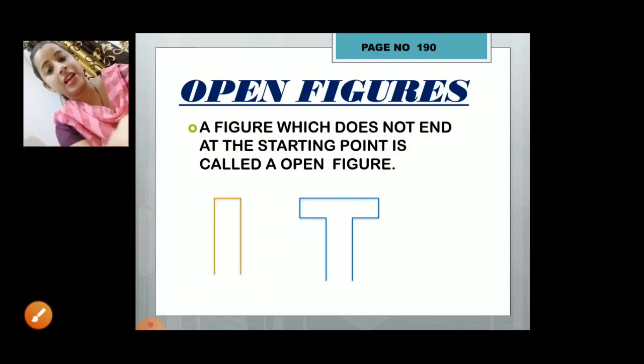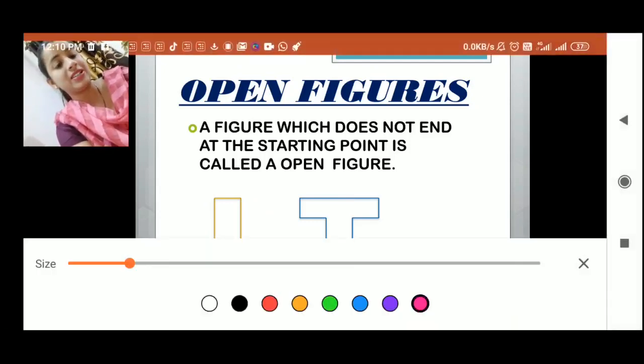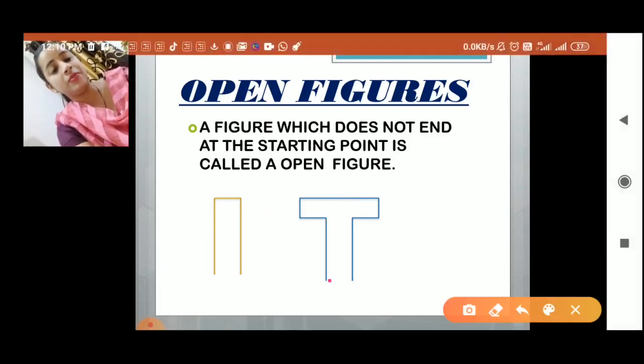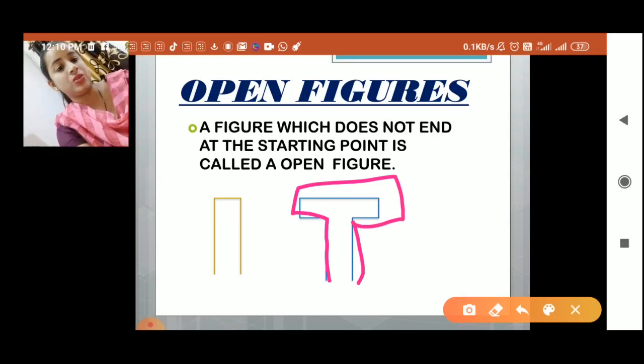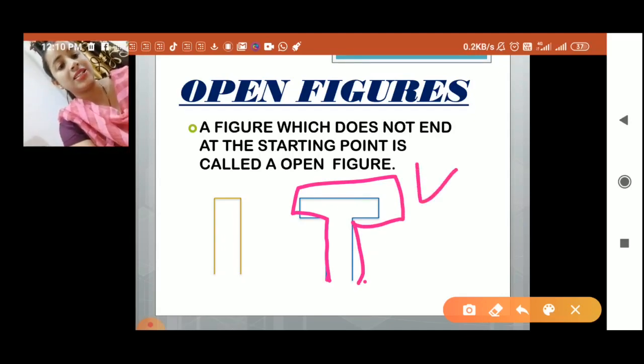So you can see there is one T, right? And you can see if it is started from some point here, it will go there and this, and it will get here, right? So its starting point is not its ending point, right? That is, it is not ending at the point where it got started. So this is an open figure.